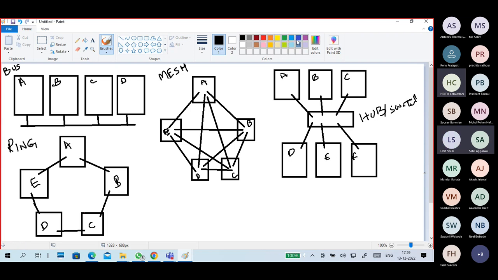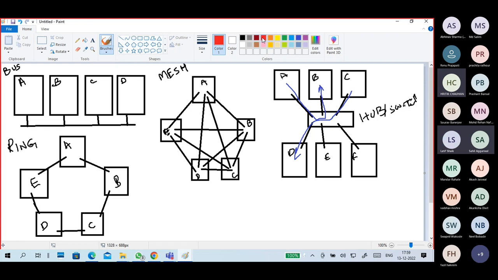So how do we communicate? A sends a packet to the hub or switch, and the switch sends the packet to B. Or C wants to send a packet to D, it goes through the switch to D. So every communication goes through this central device only.